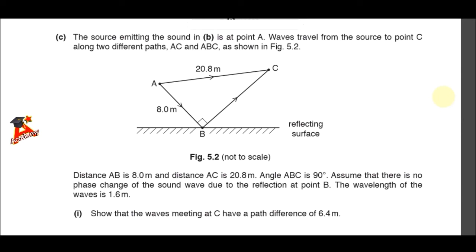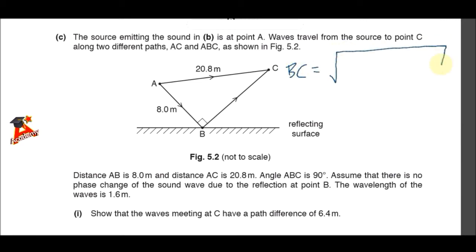For this question here, we should find the path difference between the waves meeting at C. So we need to find this distance, distance BC. It's easy to calculate really because we have a right angle triangle. We'll employ Pythagoras' theorem.